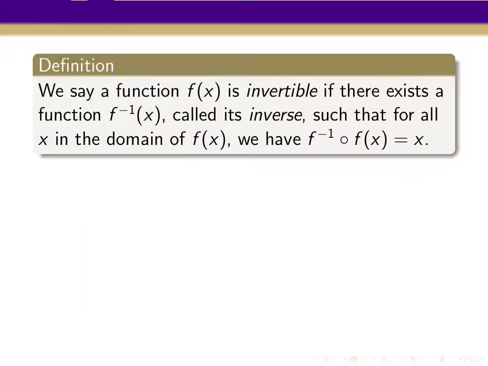So now we're going to talk a little bit about invertibility. So we say that a function f of x is invertible if we have an inverse function, which we're going to call f to the minus 1 of x. So this is different. This is not equal to 1 over f of x. We're not taking the reciprocal of f of x. We're using what's called the functional inverse. And so what's true about this f inverse of x? Well, for all x in the domain of f of x, if we then plug f of x back into the inverse, x spits back out.